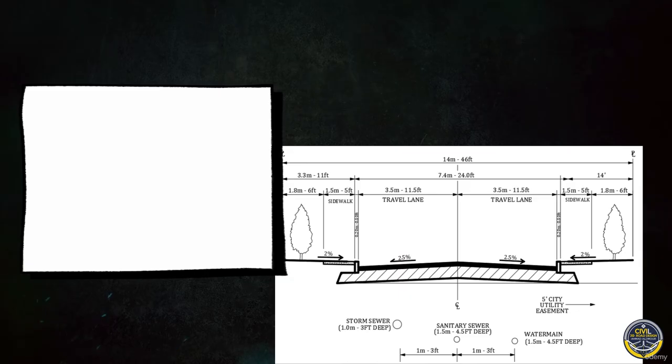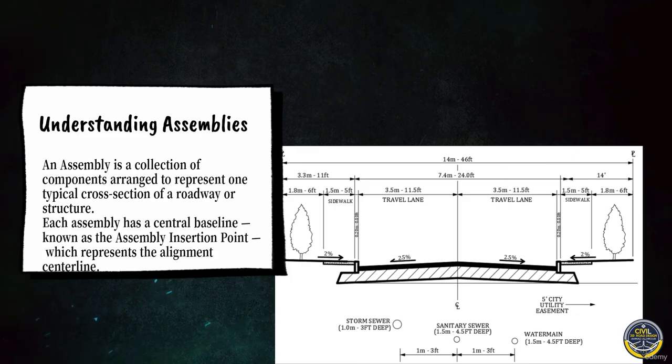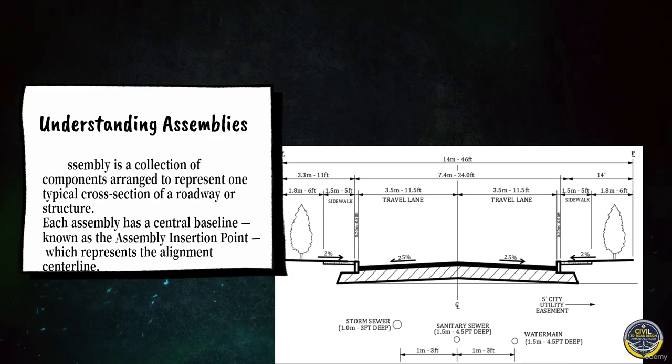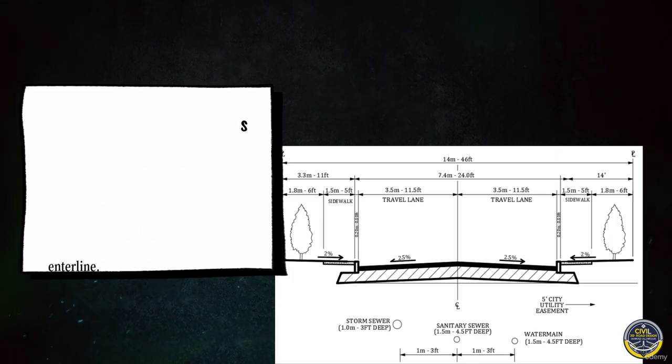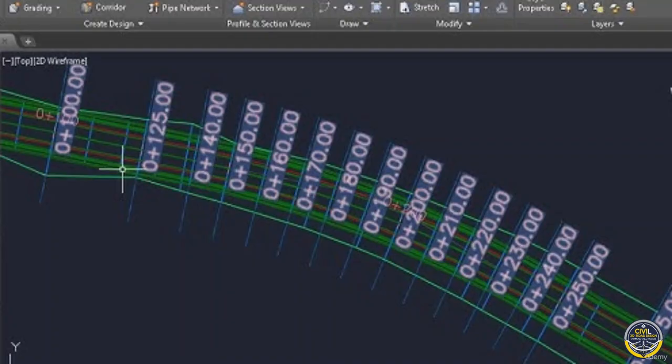Understanding assemblies. An assembly is a collection of components arranged to represent one typical cross-section of a roadway or structure. Each assembly has a center line baseline, known as the assembly insertion point, which represents the alignment center line. From this point, you can attach subassemblies on the left and right side, such as lanes or sidewalks. This structure allows Civil 3D to automatically repeat this cross-section along your design alignment.